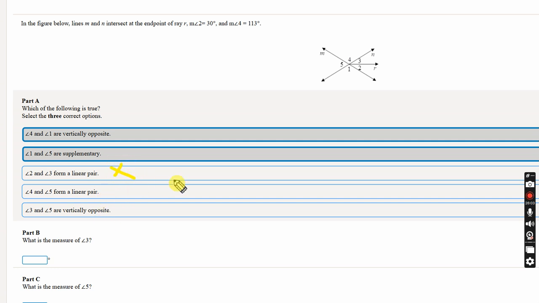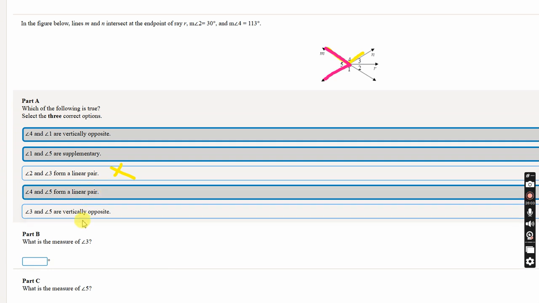Okay, let's go ahead. Angles 4 and 5 are linear pairs. Yes, they're linear pairs. Again, 4 is this side, and then we can choose another color and draw the other side, 5. So they're sharing a common segment. They're going in opposite directions. So yeah, and 3 and 5 are vertical.